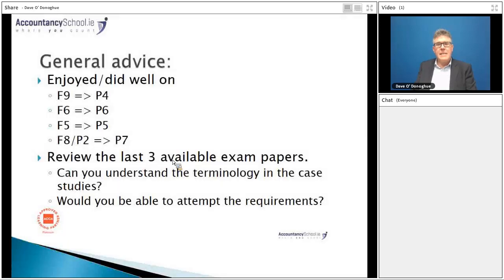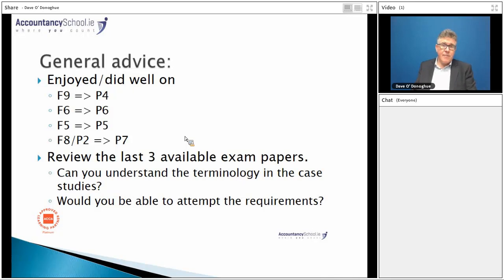Now, which option? In general, you should look back at your earlier studies, assuming that you've come through the ACCA route. If you enjoy the likes of F9 financial management, then you should consider taking on advanced financial management. If you enjoyed your earlier tax studies, or you did well in them in F6, then you should consider P6.